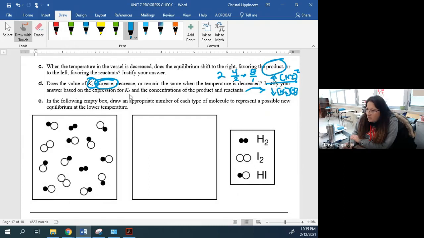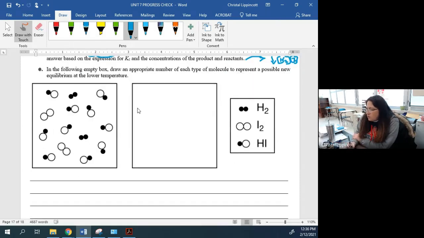All right. So any questions on D? No? Okay. E, then we've got these empty boxes that they want us to draw in. Right now I have for I2, I've got 2 I2s to start with. I have 1, 2, 3, 4, 5, 6, 7, 8, 9, 10 of these. And I have 1, 2 of these.